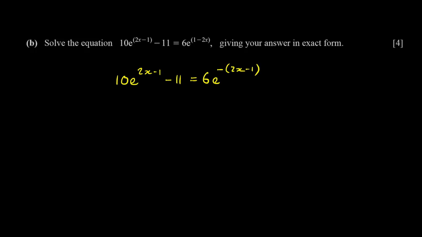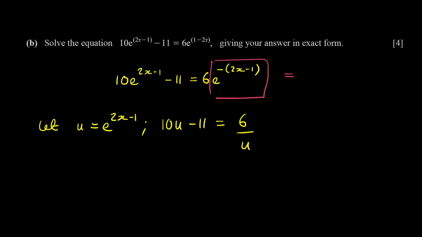Now, if we do this, we can use a substitution. Let's say let u equal e to the power of 2x minus 1. Okay, if that's the case, then here what we've got is 10u minus 11 is equal to 6 divided by u, right? Because e to the power of negative 2x minus 1 is the same thing as having 1 over e to the power of 2x minus 1. Okay, that's what the negative symbol means.